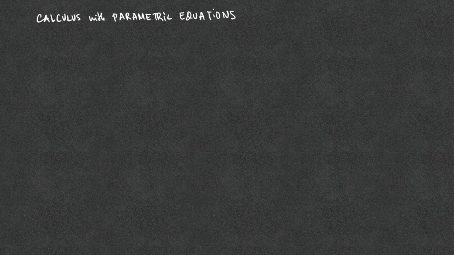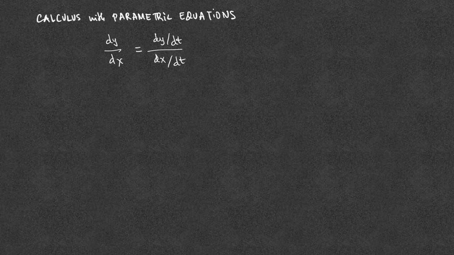Calculus with parametric equations. We know from Calculus 1 that the first derivative tells us whether the function is increasing or decreasing. The second derivative tells us whether the curve is concave up or concave down. We know that the first derivative of a parametric equation is dy/dt over dx/dt.